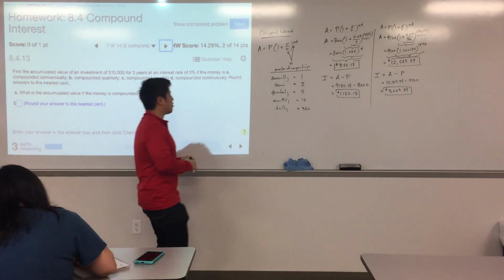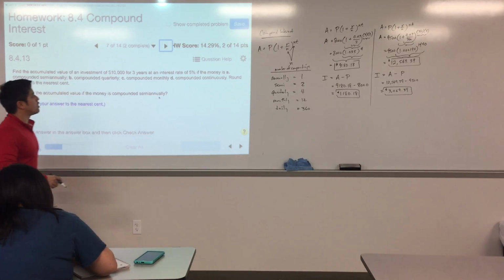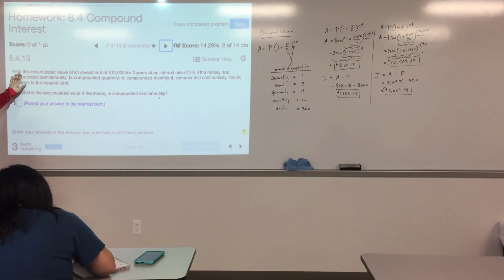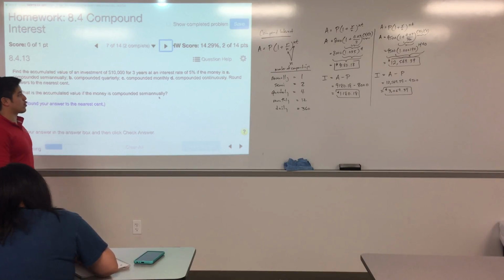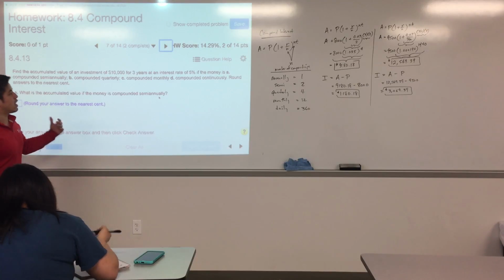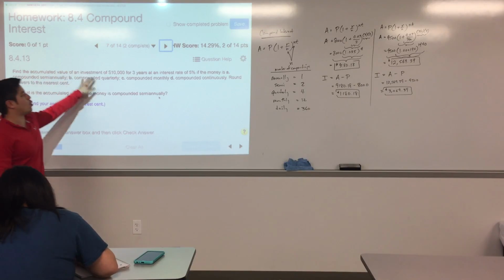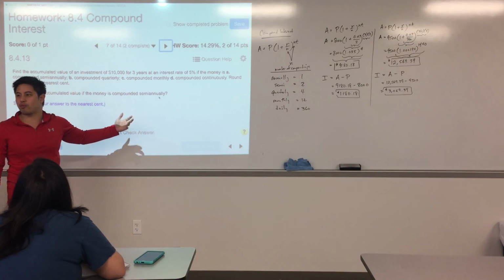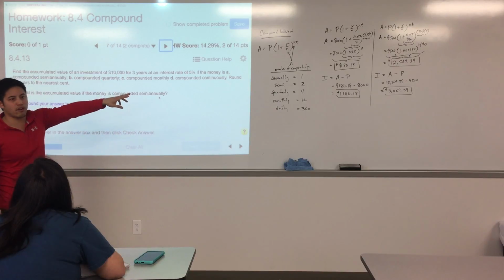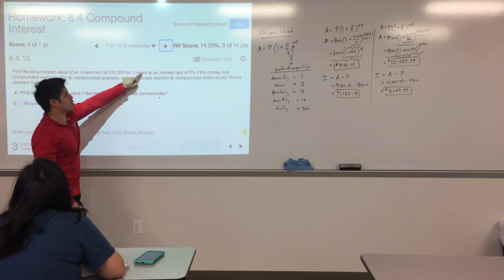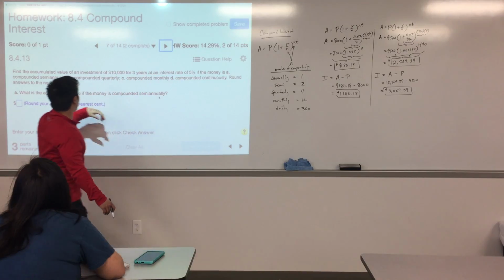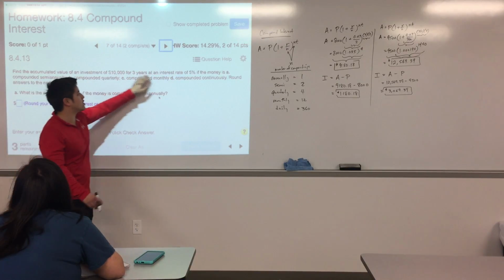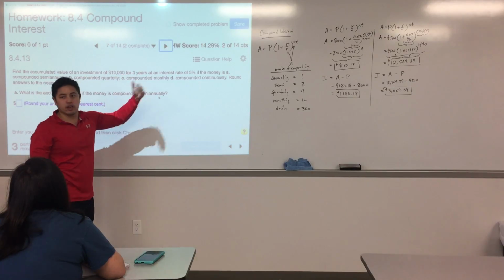This one's a very important problem. It says find the accumulated value, aka future value, of an investment of $10,000 for 3 years at an interest rate of 5% if the money is A, compounded semi-annually, quarterly, monthly. I don't want to do all these. Those are just separate problems. It's just another way of doing the stuff we just did. There's your principal, there's your time, there's your interest rate, and all they're doing is changing the N and wanting you to recalculate that.